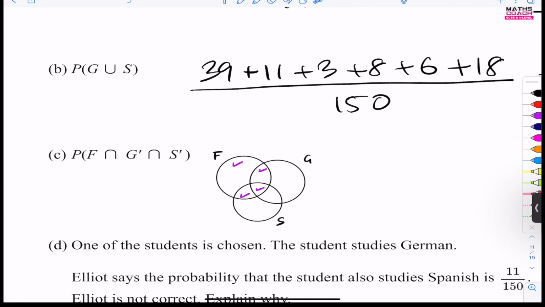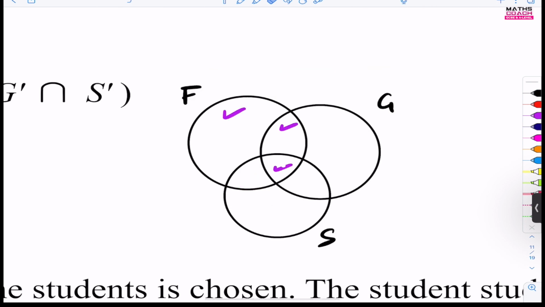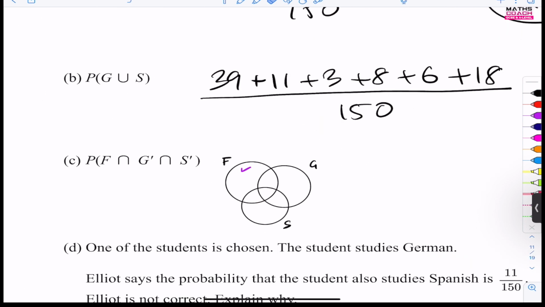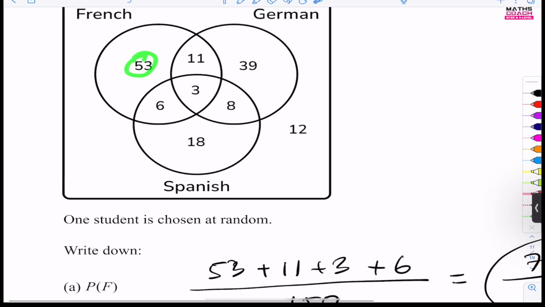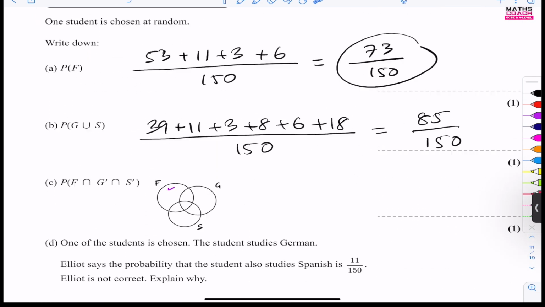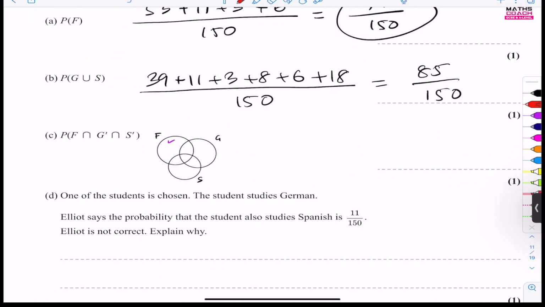But if we don't want German and we don't want Spanish, and so they study French and not German and not Spanish, that means we can't really have those, because they fall into the German circle and the Spanish circle, right? So we can't have that. So we're going to have to get rid of that, that, and that. So we just want the number that is in here. If you go back up here, what's the number in here? It's just 53. So it's going to be 53 out of 150.